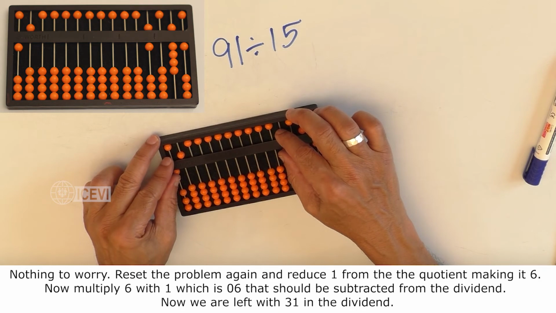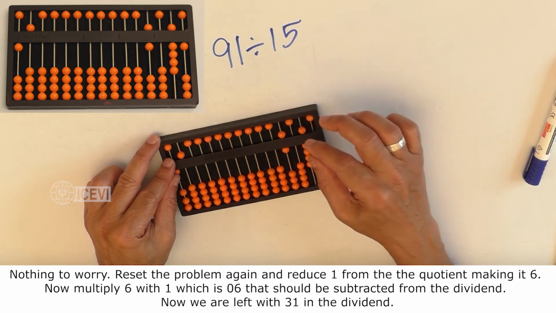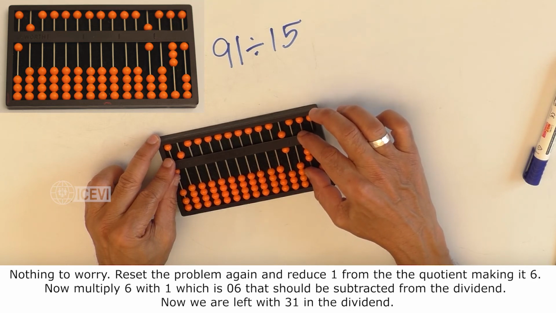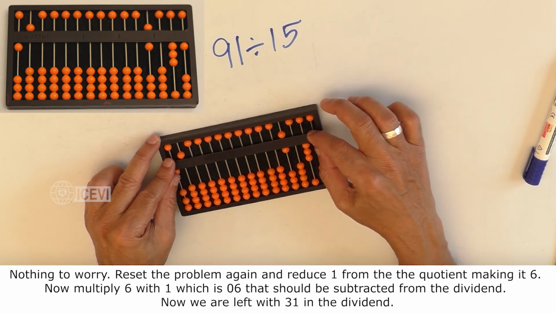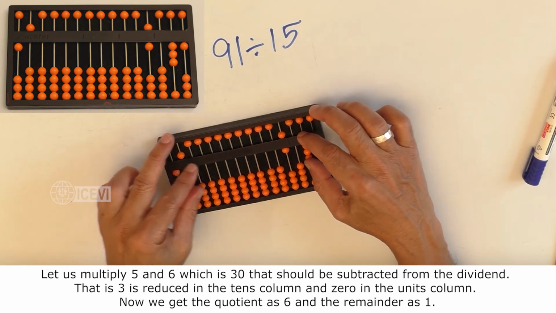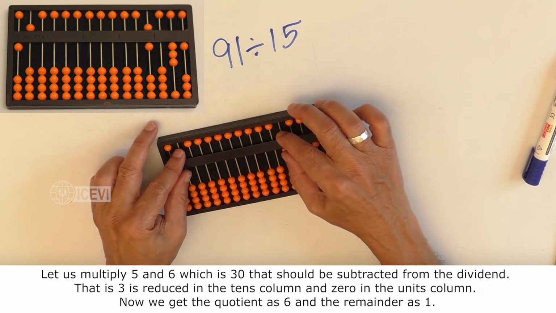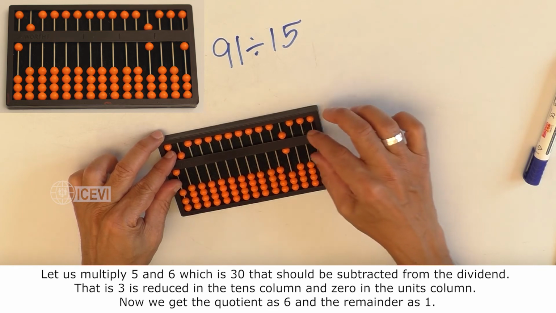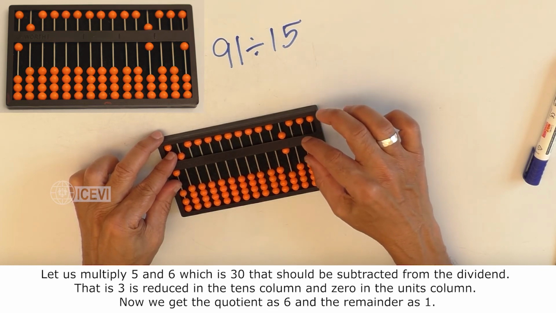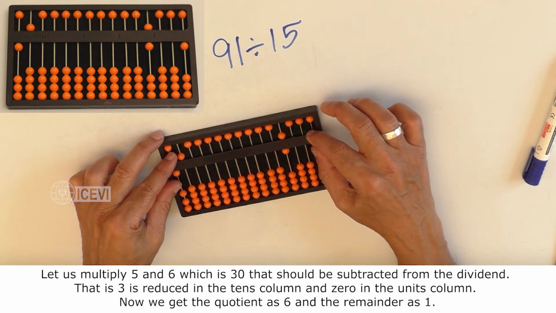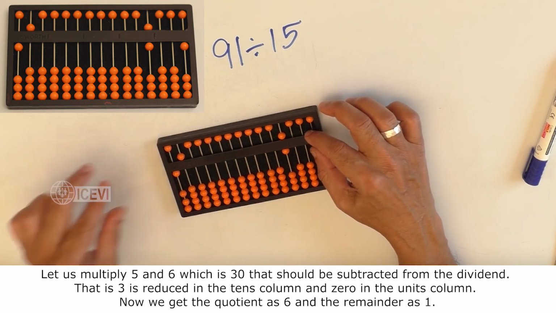Now multiply 6 with 1, which is 0, 6. That should be subtracted from the dividend. Now we are left with 31 in the dividend. Let us multiply 5 with 6, that is 30. That should be subtracted from the dividend. That is, 3 is reduced in the tens column and 0 in the units column. Now we get the quotient as 6 and the remainder as 1.